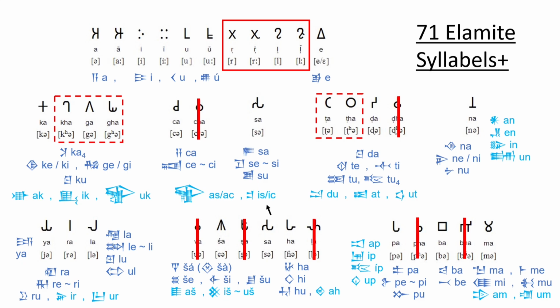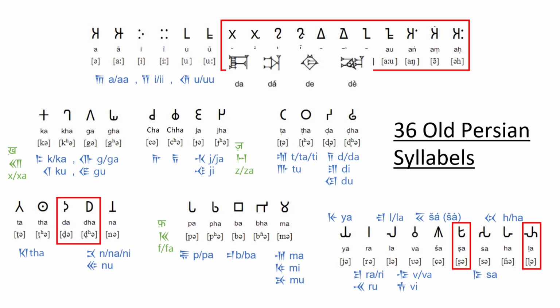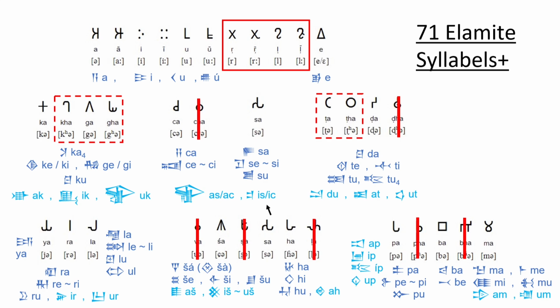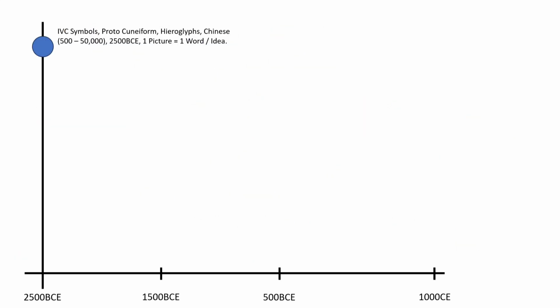For example, in the old Persian, only CV consonant and vowel combination is found. The VC vowel consonant is not found like in Elamite and in Sumerian. So that's a kind of development that old Persian had compared to this Elamite. So we can see a kind of gradual evolution in the scripts, the complexity and all.